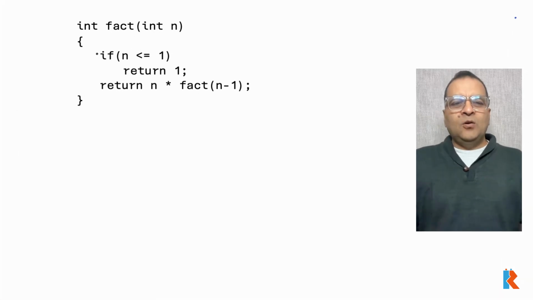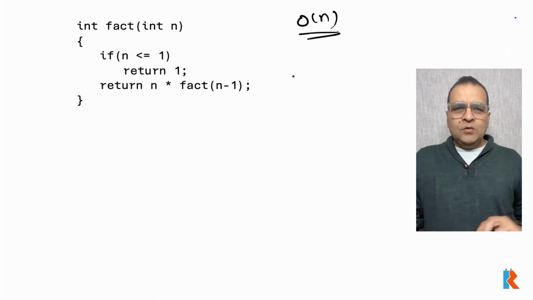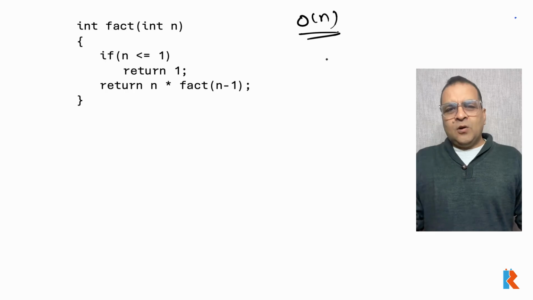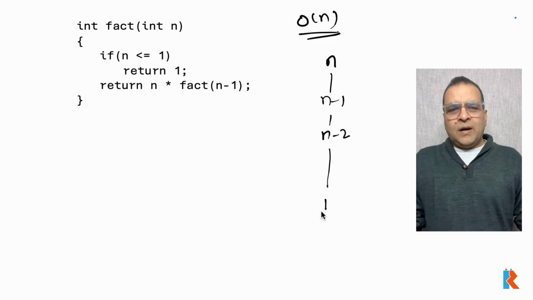From the previous lesson, we know that the time complexity of this function is order of n, and we used the function call tree or the memory model to find it. How we did it was that first this function is called for n. From inside this function, the function is called for n minus 1, then n minus 2 and so on. We keep calling the function until the value of n reaches 1. When n reaches 1, we stop and start returning. It means that the function is called n times.